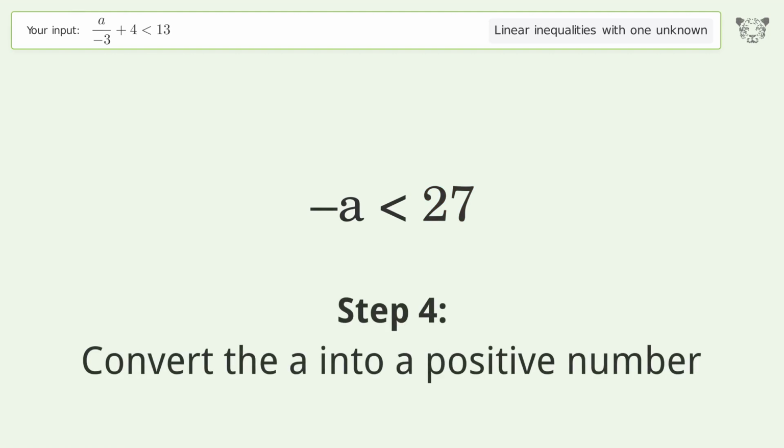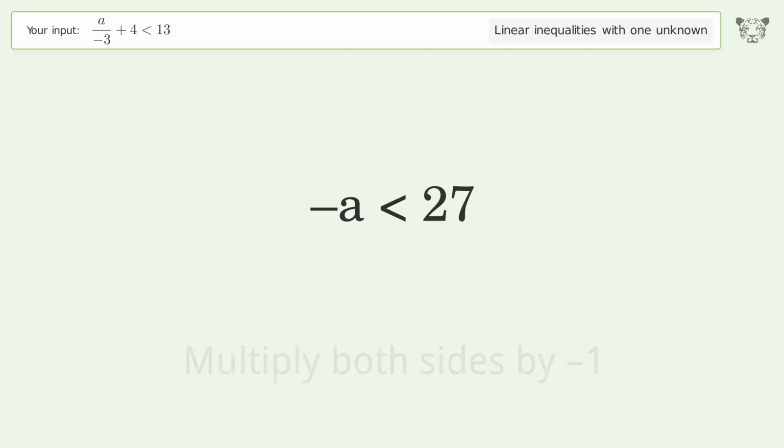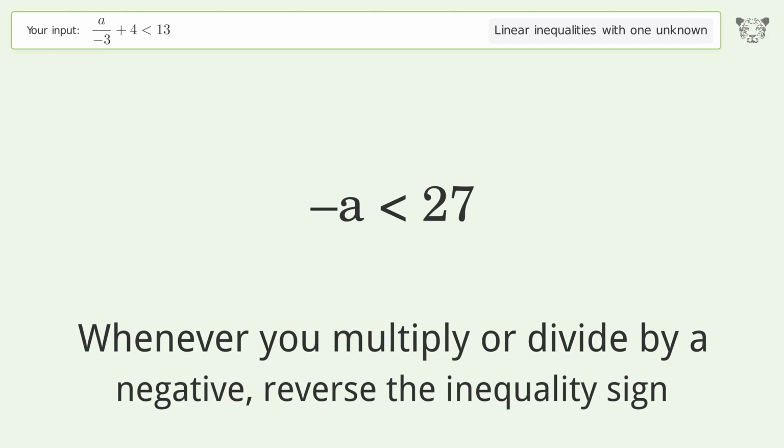Convert the a into a positive number. Multiply both sides by -1. Whenever you multiply or divide by a negative, reverse the inequality sign.